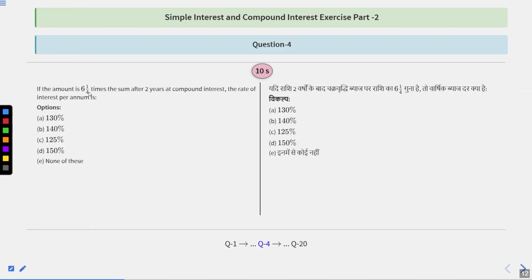If the amount is 6 and 1 by 4th times the sum, it means the principal, after 2 years at compound interest, what will the rate of interest per annum be? You have 5 options and 10 seconds to analyze the question. Your time starts now.